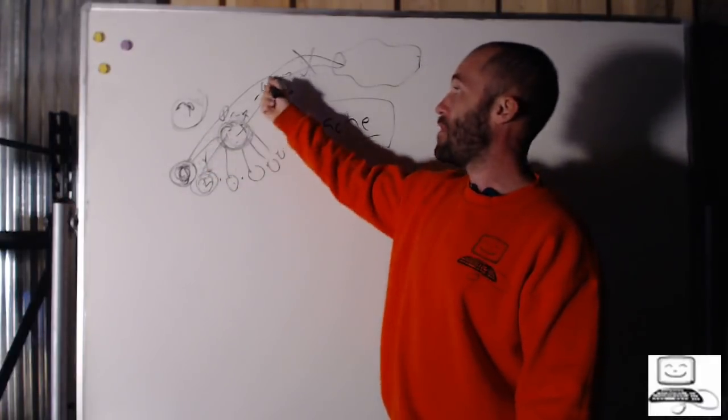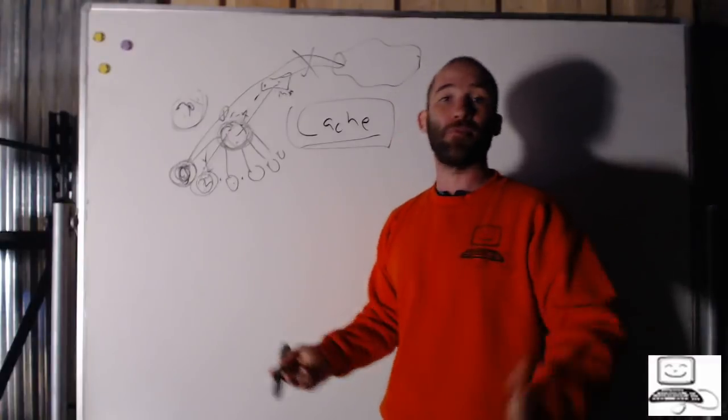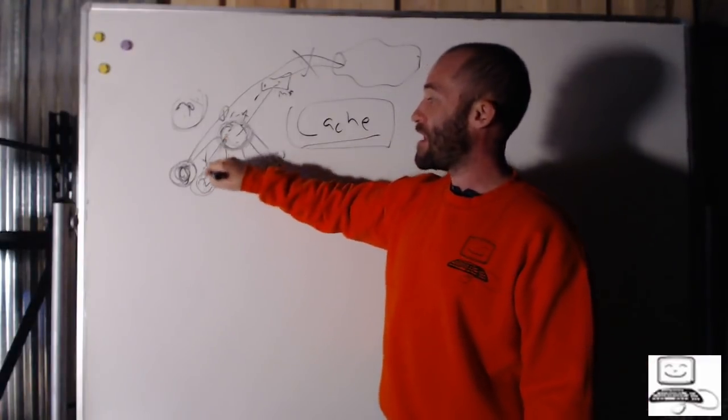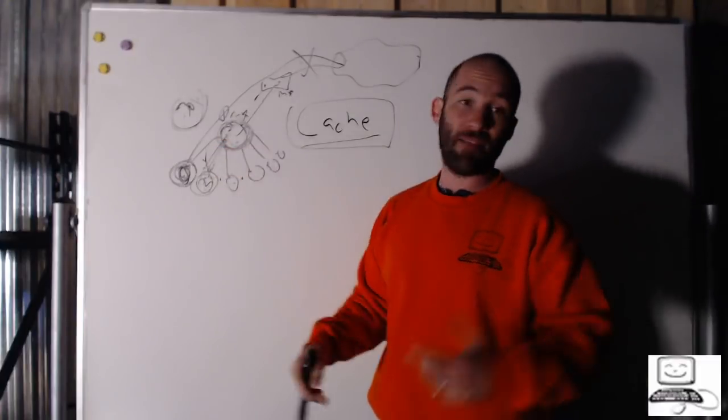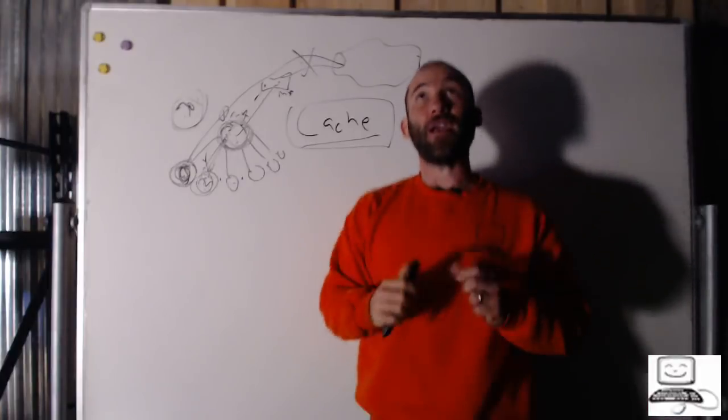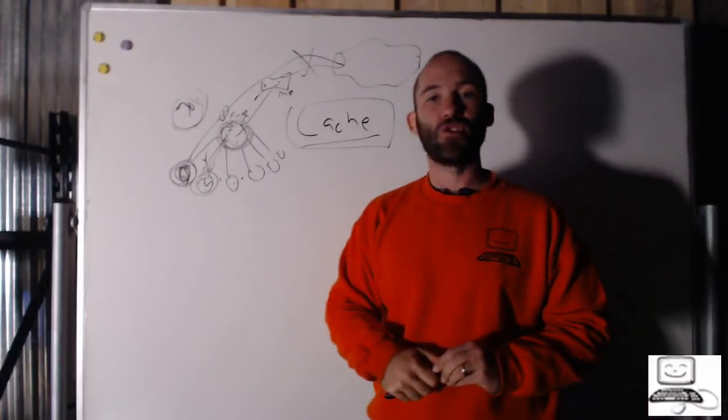So instead of going over an internet connection that might be 10 megabits per second, or if you're really lucky, 100 megabits per second, you can be transferring this data over your local area network at a gig per second. So the first thing that's really important and really awesome about Squid is this cache.